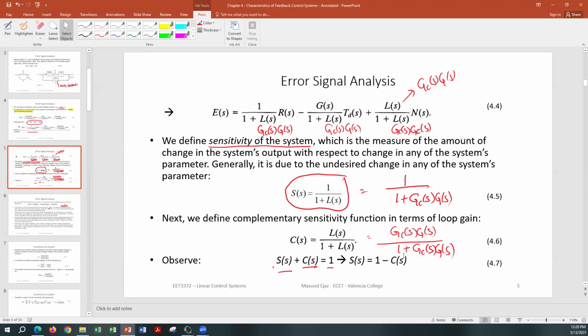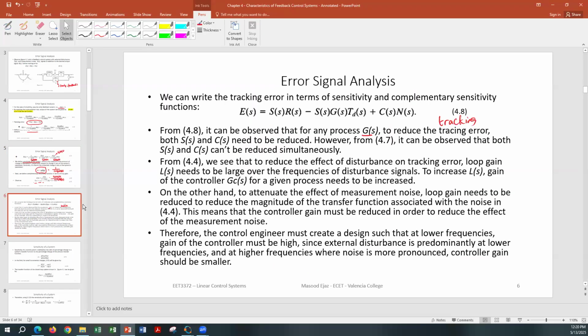S(s) is 1 minus C(s). If C(s) is reducing, S(s) is increasing. If C(s) is increasing, S(s) is reducing. So both of them cannot become small at the same time. So what do we do? However, from 4.7, it can be observed that both S(s) and C(s) cannot be reduced simultaneously.